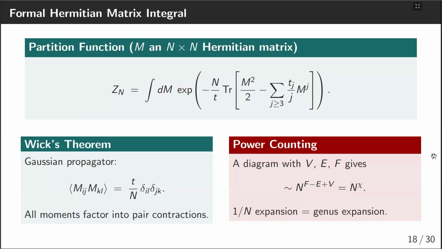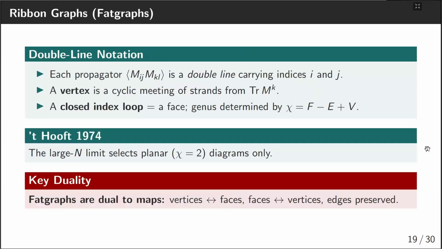And we have power counting. A diagram with V, E, F, the vertices, edges, faces, according to the Euler characteristic, F minus E plus V, will give you n to the chi. And that's a 1 over n expansion, a genus expansion. So these are definitions, and Wick's theorem is a Gaussian propagator.